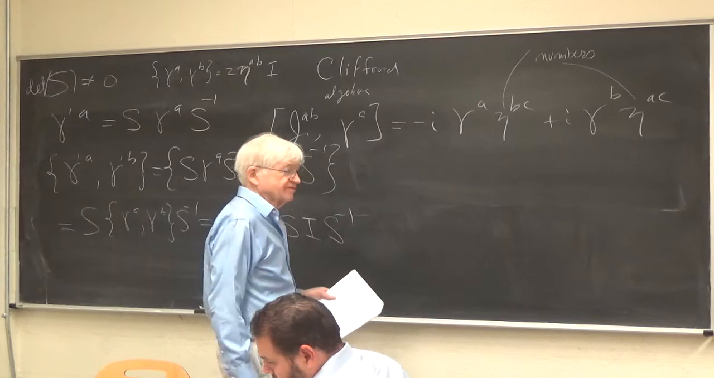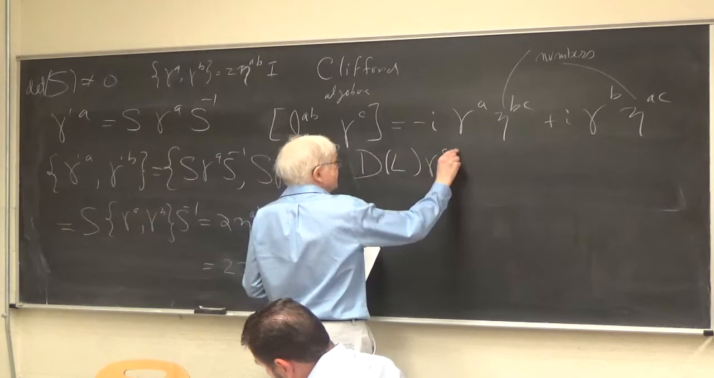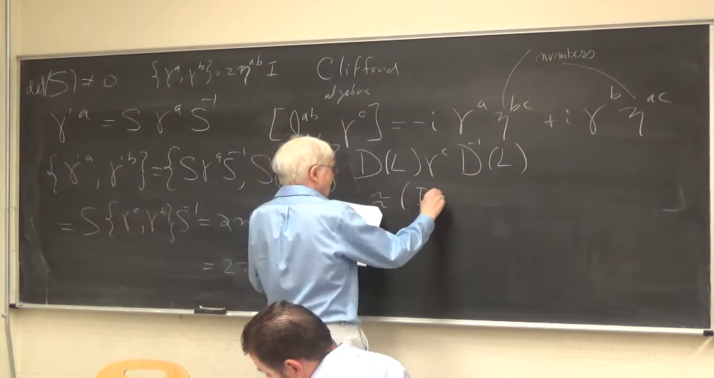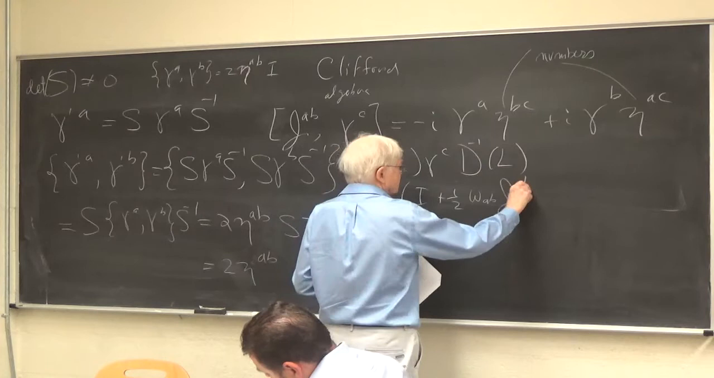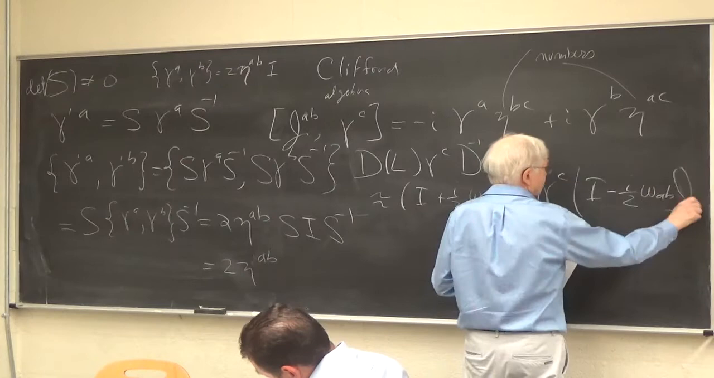All right, let's look at a Lorentz matrix that's near the identity and see how a gamma matrix behaves under it. Well, this is approximately I plus i over 2 omega AB J AB, times gamma C, times I minus i over 2 omega AB J AB.